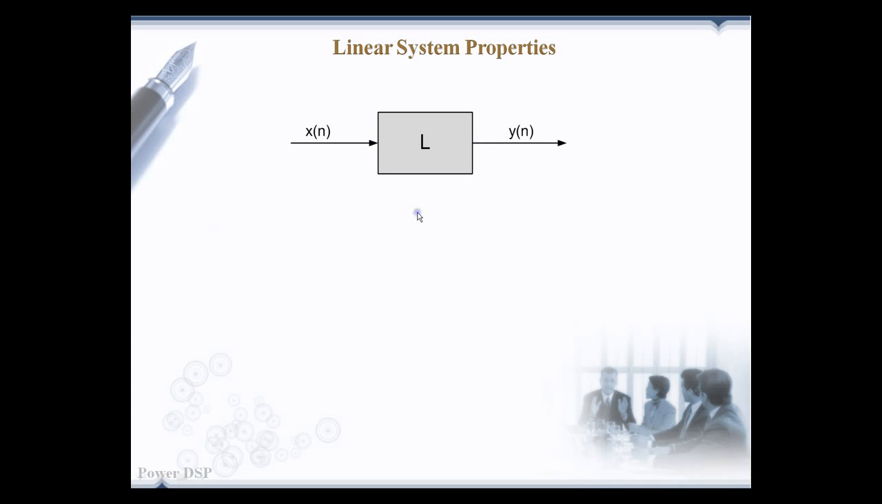What is a linear system? A system is said to be linear if it satisfies some important mathematical properties. The first one is the scaling property. If there is any change in the input signal's amplitude, then the corresponding change should replicate at the output. If the input x of n produces the output y of n, then the input a x of n should produce a y of n at the output.